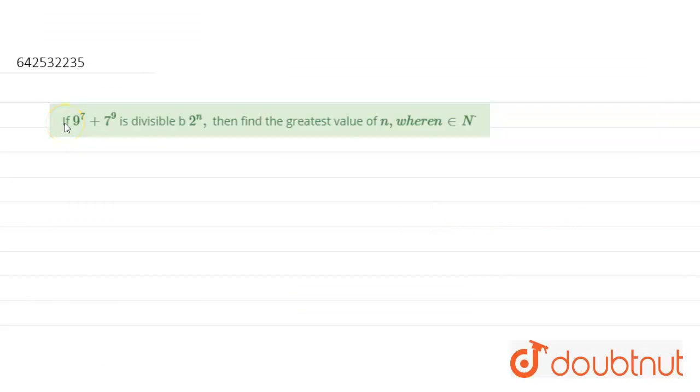The question is, if 9 raised to the power 7 plus 7 raised to the power 9 is divisible by 2 raised to the power n, then find the greatest value of n, where n is a natural number. So let's do it.